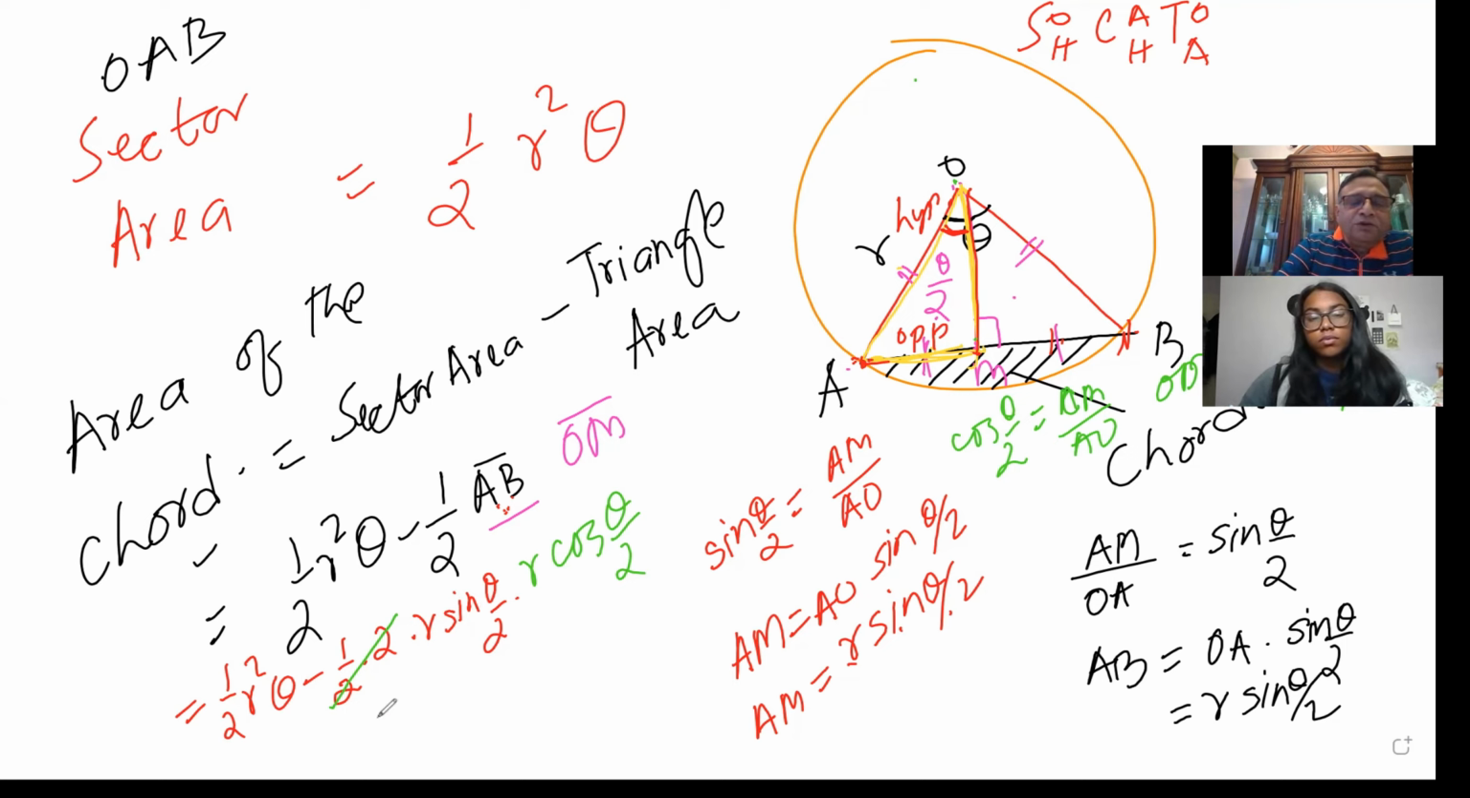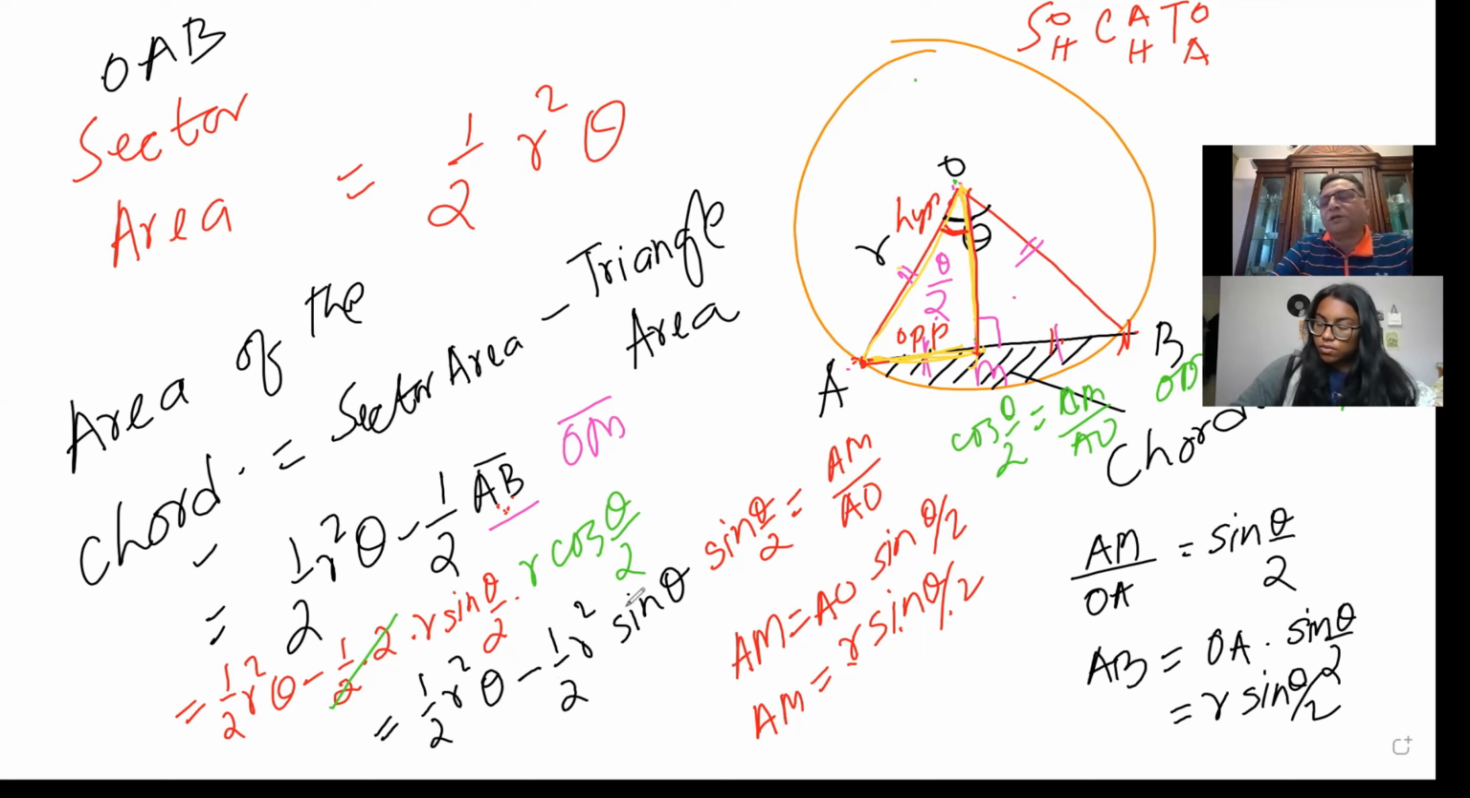But anyway, you do have a formula, which is half r square theta minus half r square sine theta. I'll show you that proof later in a minute. But you can note down the formula: half r square theta minus half r square sine theta. We'll go to a fresh page and then continue there. Okay? So let me erase this.